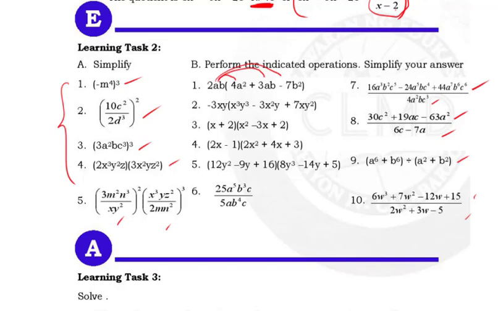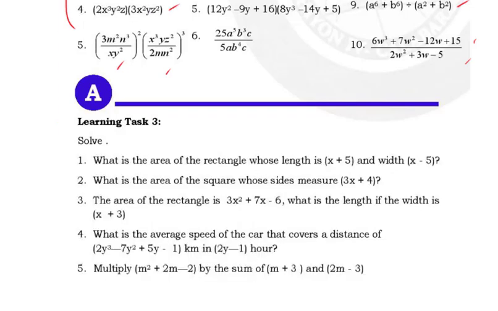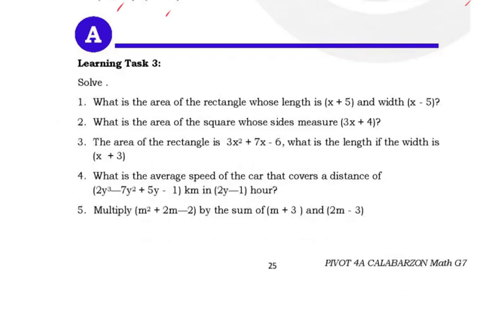And then for the learning task 3, sabi doon, solve what is the area of the rectangle whose length is x plus 5 and the width is x minus 5. So, rectangle. Dapat alam niyo po ang area ng rectangle. Ano po bang area ng rectangle? It's length times the width. So, meaning, multiply lang po ninyo yung dalawang yan.